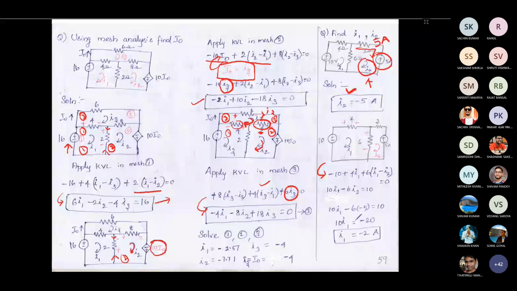So here, since there is a current source, you should be very cautious about how to solve that circuit. Is it fine? Do you have any doubt in this? If you have any doubt, you can ask, else let us proceed further.